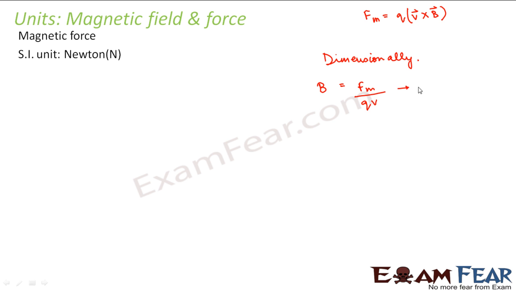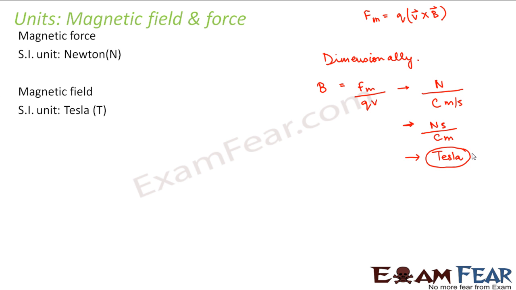So what is the unit for force? It is Newton. What is the unit for charge? It is Coulomb. What is the unit for velocity? It is meter per second. So this becomes Newton second divided by Coulomb meter. So this Newton second per Coulomb meter was defined as a new unit called Tesla. And this Tesla was considered because Newton second per Coulomb meter is kind of a big unit, right? So they defined this unit as Tesla.